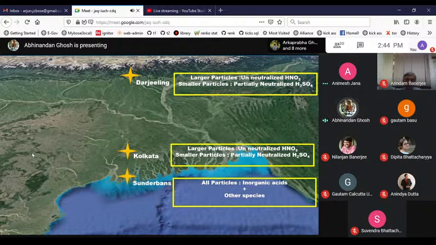In case of Sundarban, the inorganic acids were not enough to account for all the chloride depletion that was observed. That means some other species were also involved in the chloride depletion in Sundarban. Those might be organic acids of the mangrove ecosystem.